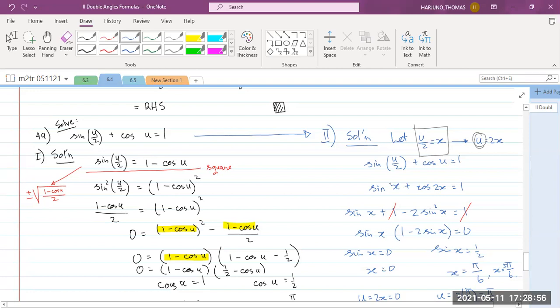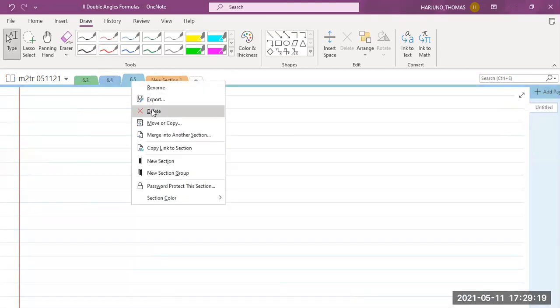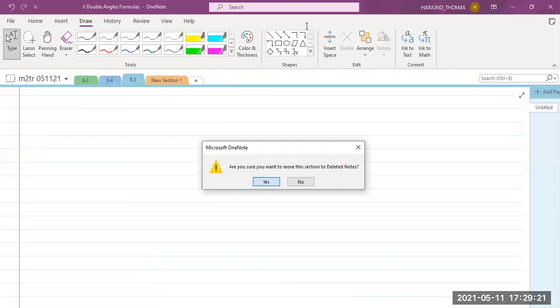Okay, now I will stop here. Your suggested homework from this 6.4 will be from number 1 to number 51. Now don't study this 6.3, 6.4 until you are done with your test on Thursday. Okay, see you then. That's for today.